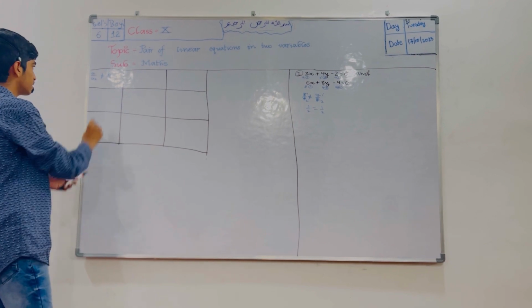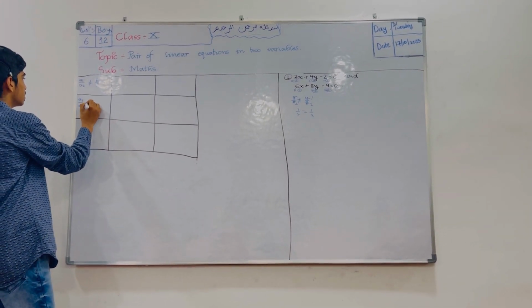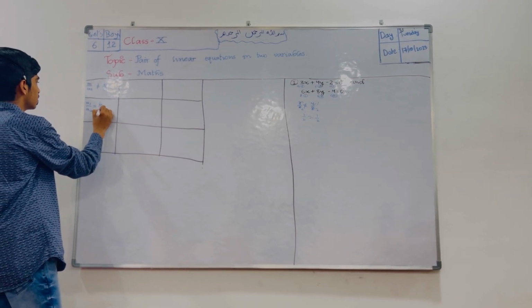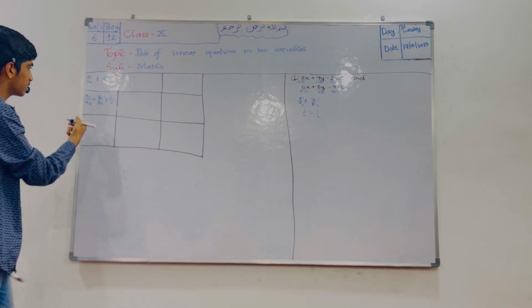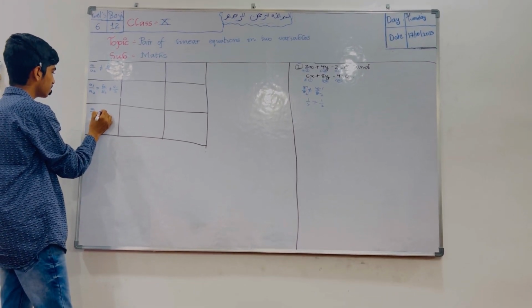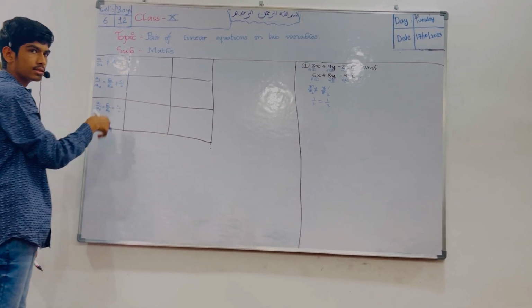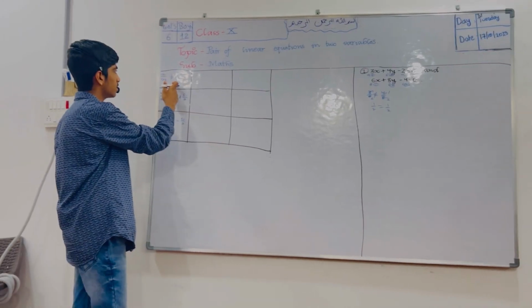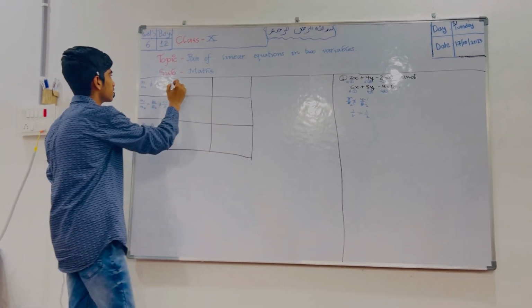We have to take all three conditions. The second condition is a1 by a2 is equal to b1 by b2 but not equal to c1 by c2. The third condition is a1 by a2 is equal to b1 by b2 is equal to c1 by c2. These are the three conditions. When a1 by a2 is not equal to b1 by b2, it means intersecting lines.